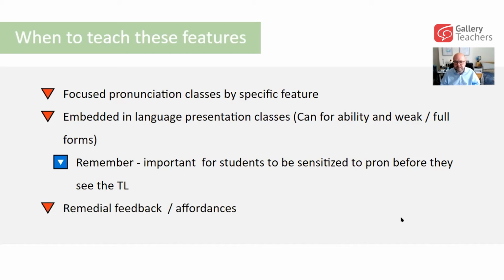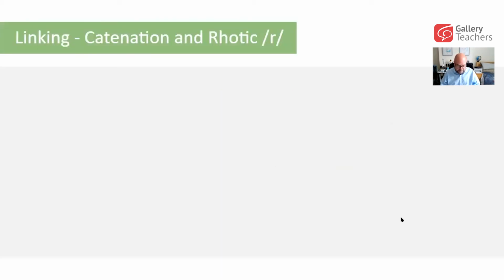So a student's been doing a speaking task, and there was a particular area that you wanted them to be working on, or a particular problem that they had. You bring their attention to it after the end of that speaking task in a feedback session. Okay, let's move on and have a look at some of the examples of these types of fast speech. And the first one is linking plus the rhotic r.